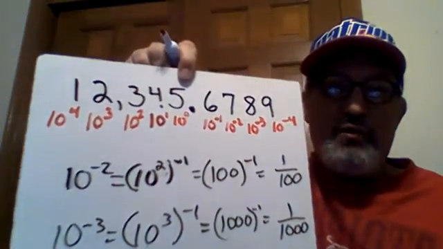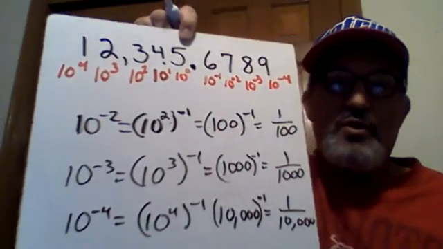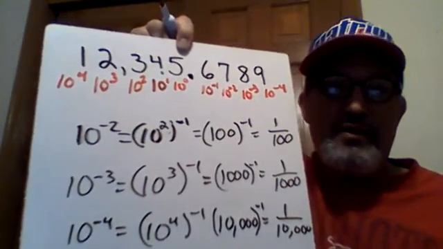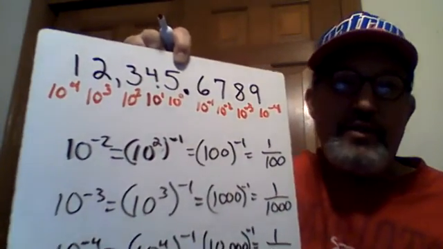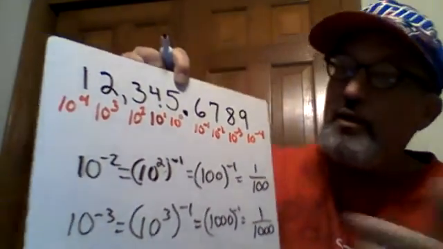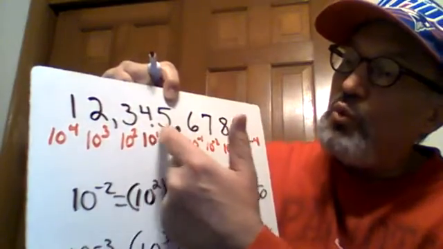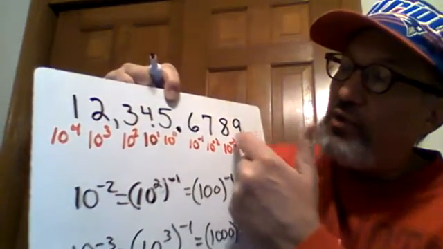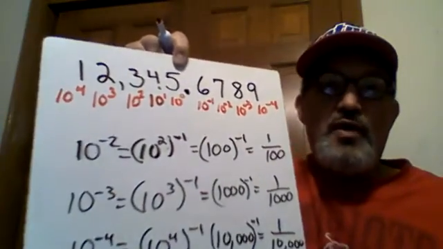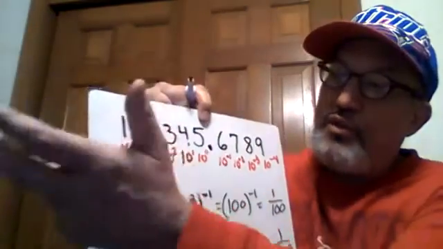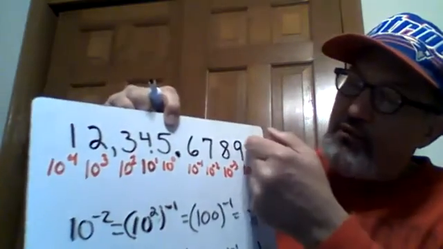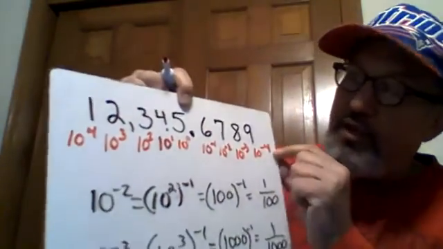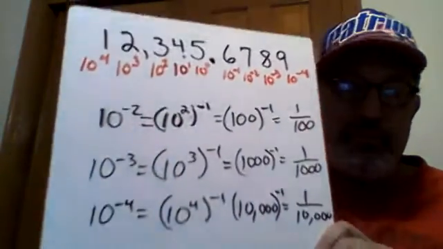So look at that beautiful result. Math is all about consistency. Everything hangs together in one nice, easy story. 4, 3, 2, 1, 0, negative 1, negative 2, negative 3, negative 4. And that pattern continues forever, whether you're going to the left, where the next place would be 10 to the 5th, or to the right, where the next place would be 10 to the negative 5th.